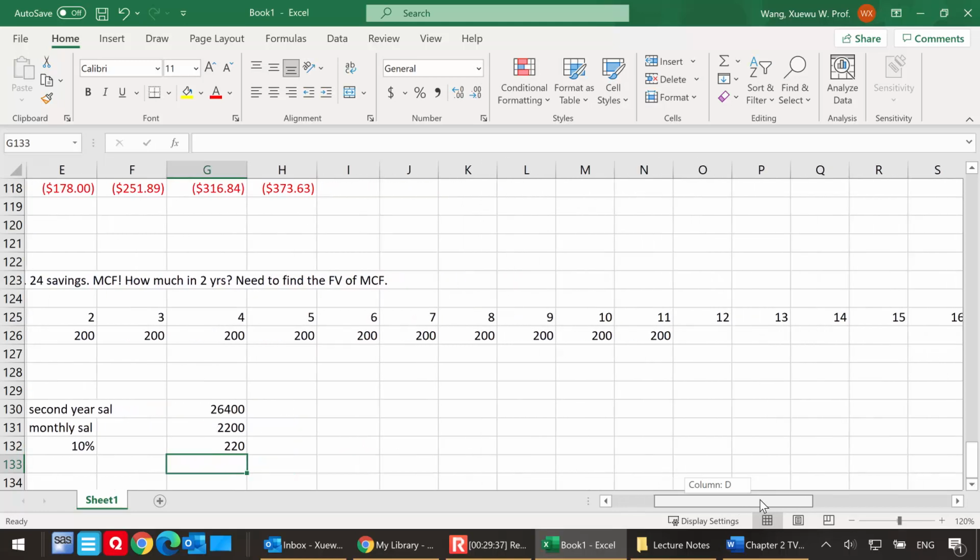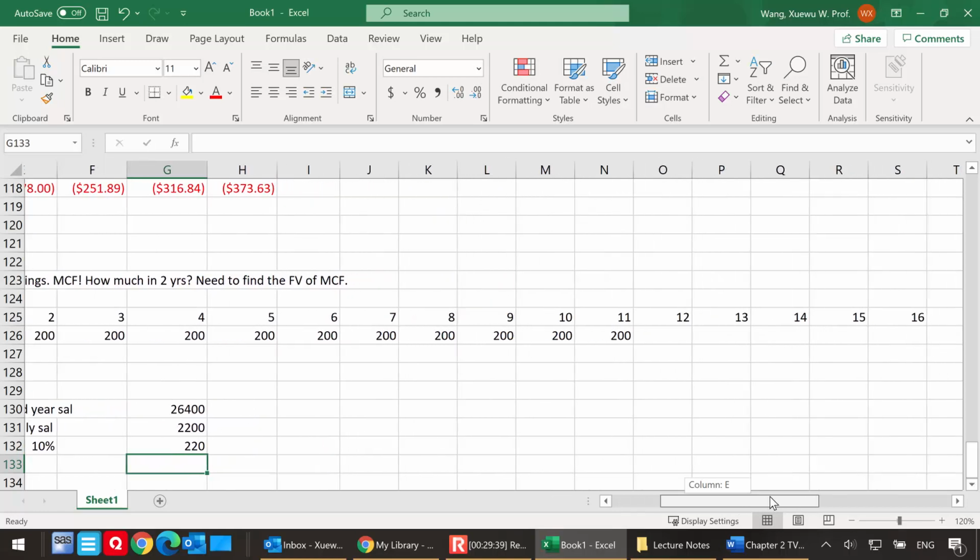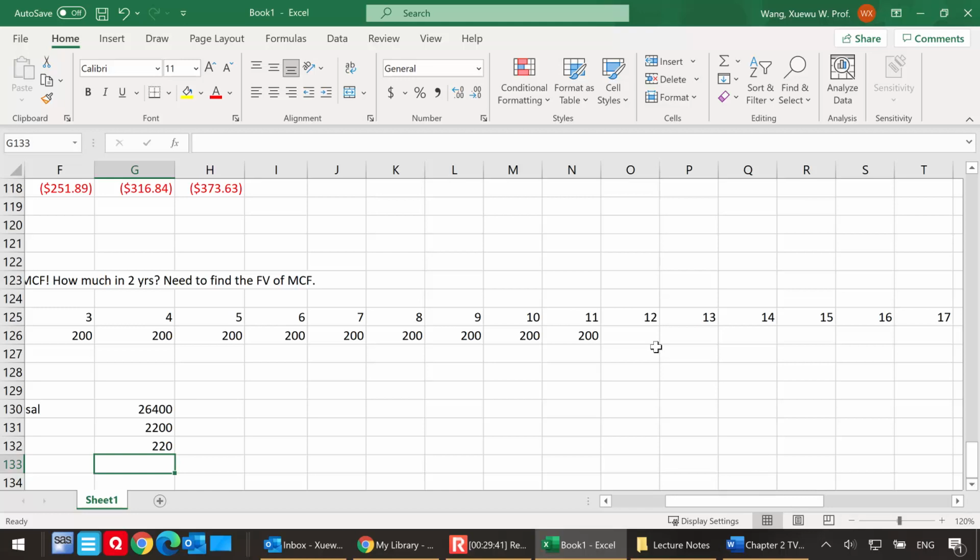Okay, that's the cash flow amount. All right, again, the cash flow timing. So the first 200 is going to be here because that's the end of the first year. That's the beginning of the second year, and this person actually gets a raise, and this person is actually saving 220 now.